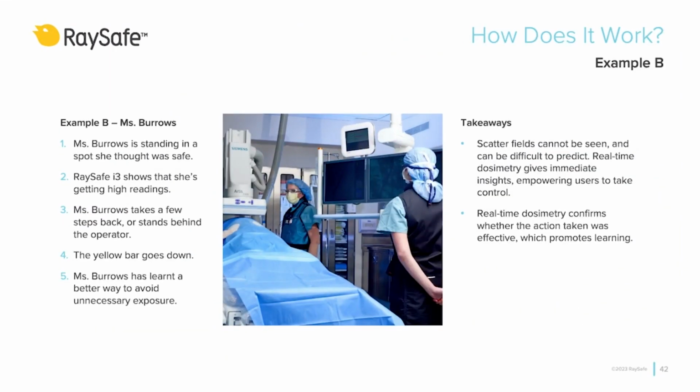In the second case, we are focusing on Miss Burrows, one of the staff members in the operating room. Miss Burrows is standing in a spot she thought was safe. RaySafe i3 shows that she's getting high readings. Miss Burrows takes a few steps back or stands behind the operator, and the yellow bar goes down. Scatter fields cannot be seen, and it can be difficult to predict. Real-time dosimetry confirms whether the action taken was effective, which promotes learning.